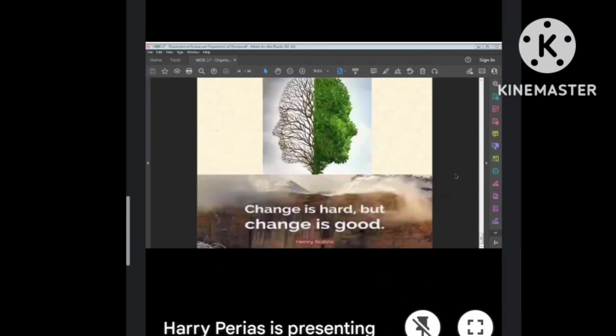So, before I end my presentation, gusto ko lang sabihin ang sinabi ni Henry Rollins na change is hard, but change is good. And gusto ko lang din i-emphasize, while change is good, there are also changes which are bad. So, it's up to us kung pipiliin ba natin ang magandang pagbabago or pipiliin natin ang masalimuot at hindi magandang pagbabago. So, that would be all.